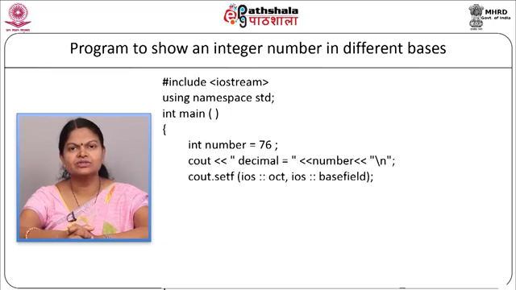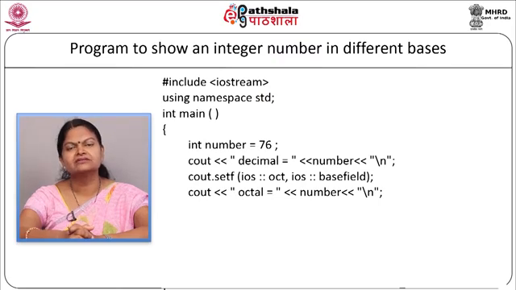cout.setf(ios::oct, ios::basefield). Now here the format is changed to octal. Now we will display our number in octal format as cout << "octal = " << the value of the number << "\n".